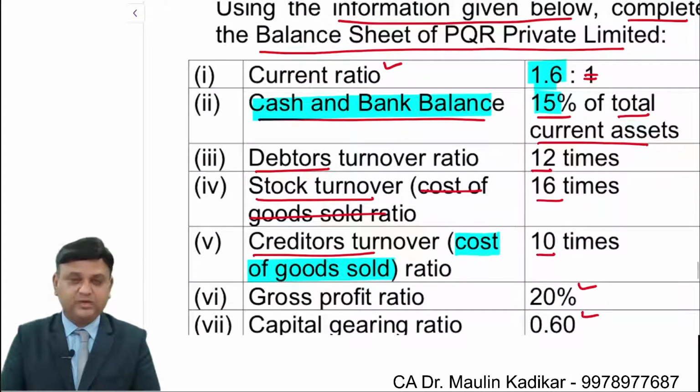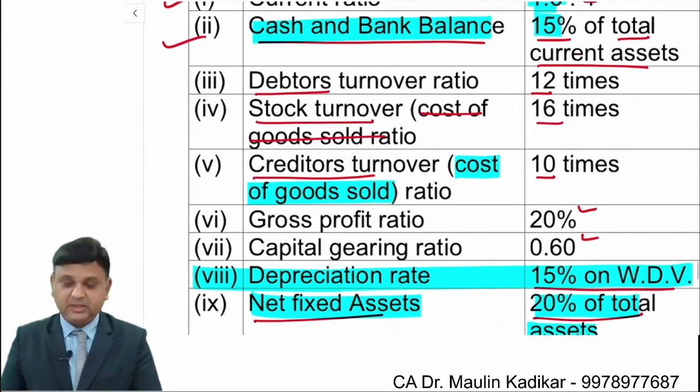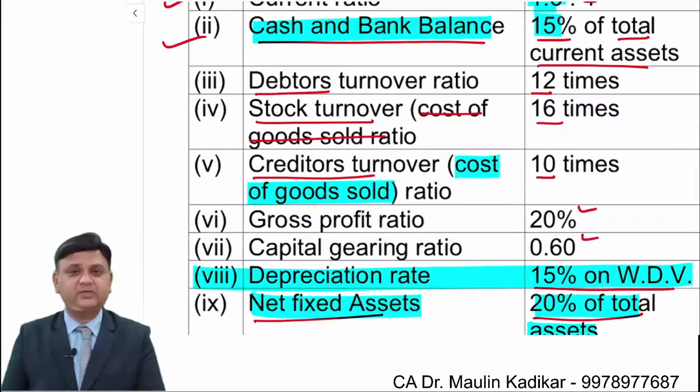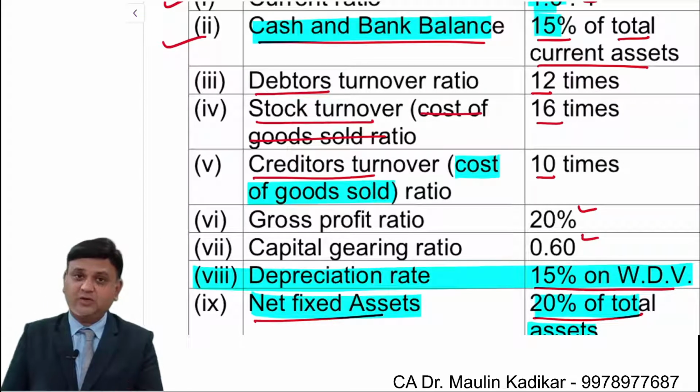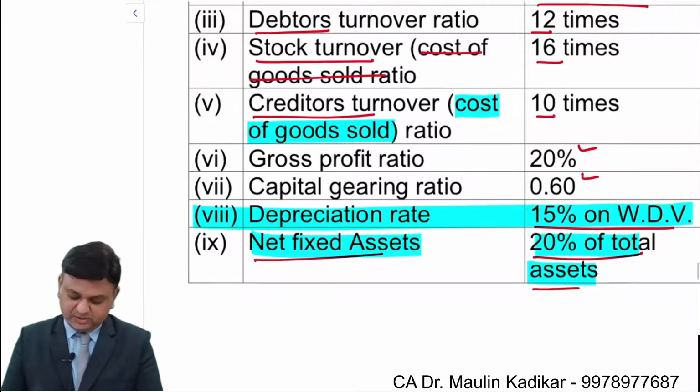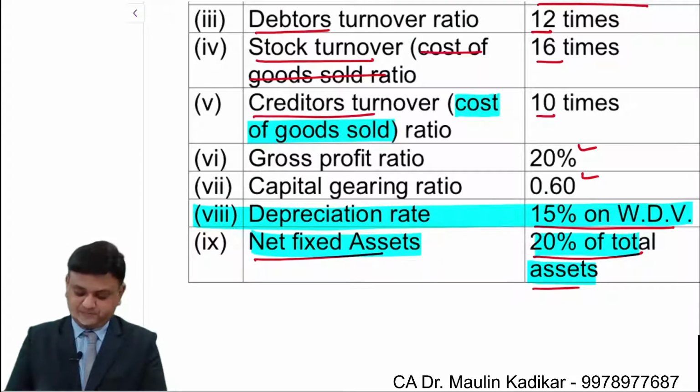Okay. Now let us see the information which is provided to us in the table. In that, the current ratio we have used. Cash and bank we have used. Now debtors turnover ratio, this information is yet to be used. However, we do not have the debtors. We do not have the sales. So there are two things and only one ratio that we have. So debtors turnover ratio right now we cannot use. Stock turnover ratio need not be provided, it is based on the COGS. Again we do not have both the information. Creditors turnover ratio, we do not have both the information. GP ratio is 20%. Capital gearing ratio is 0.6. Okay.